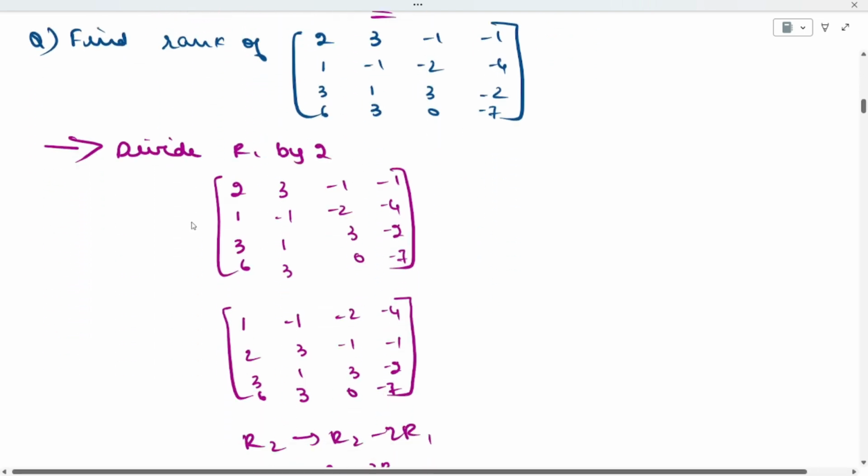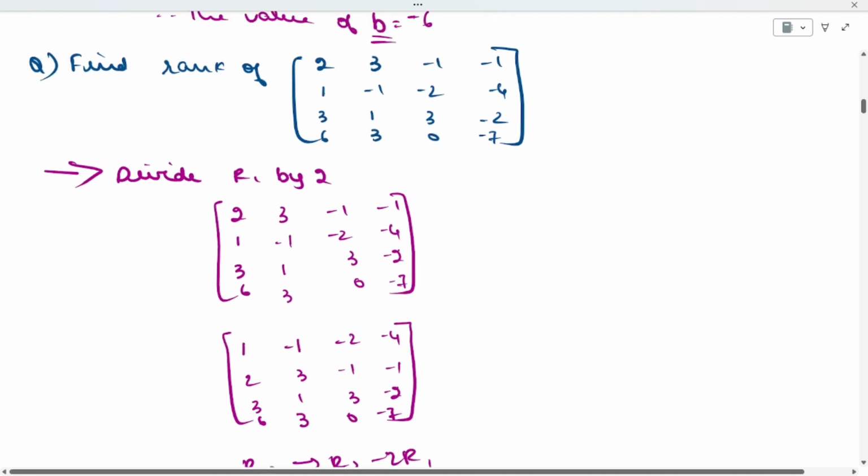Now you have to find the rank of another matrix. This is the second question. They have given the matrix 2 3 -1 1. Now see, you can divide r1 by 2. You should divide r1 by 2, okay, you will get it as 1.